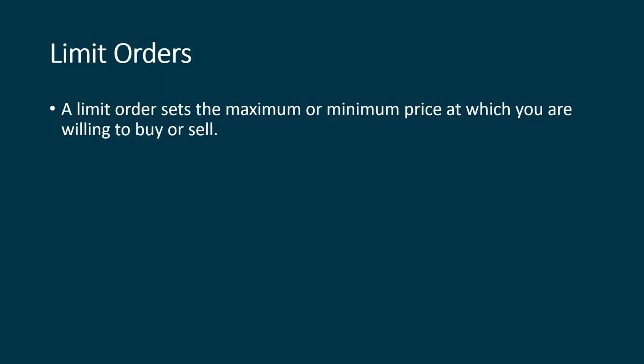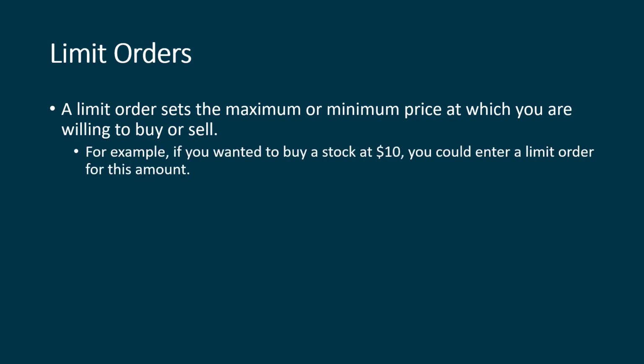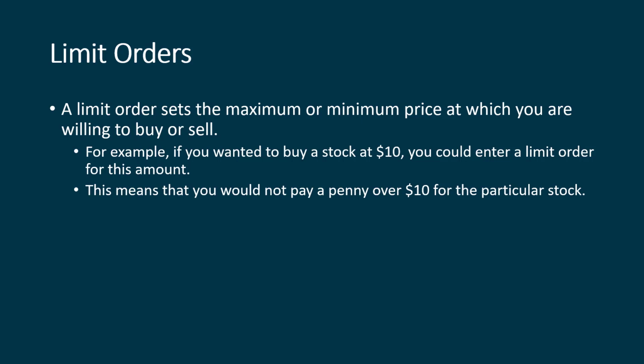You can either say that to your broker or set it up on the software that you use. For example, if you wanted to buy a stock at 10, you could enter a limit order at $10. Very simply put, if the stock is trading at 12 or 11 or 15, and it never comes down to 10, your order will never get executed. It will only get executed if it comes down and actually trades through 10. This means that you will not pay a penny over $10 for that particular stock.